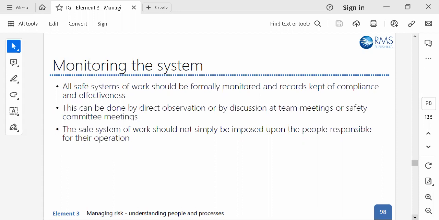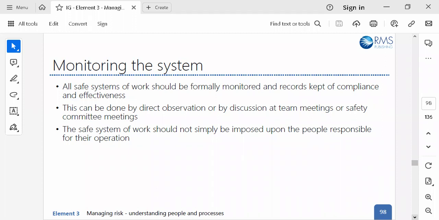All safe systems of work should be formally monitored and records kept of compliance and effectiveness. This can be done by direct observation or by discussion at team meetings or safety committee meetings. We need to monitor everything, and we need to discuss these things in safety committee meetings, or we can observe directly. We can check whether the safe systems are followed and implemented by the workers.